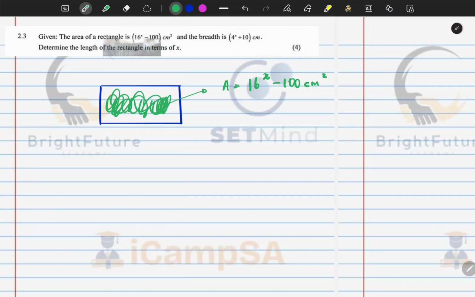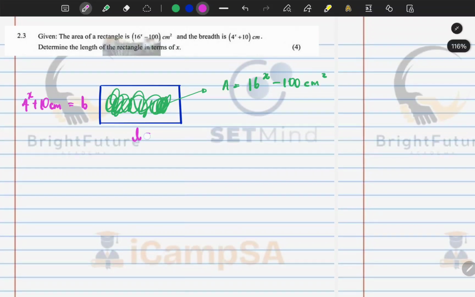And then they're saying the breadth. This is going to be your length, and then this is going to be your breadth. So they're saying the breadth is equal to 4 raised to the power of x plus 10. So you write the breadth: 4 raised to the power of x plus 10 centimeters. So this is what you are looking for.